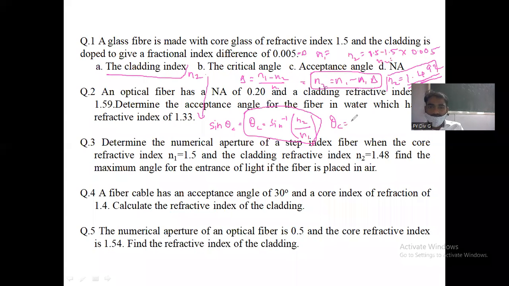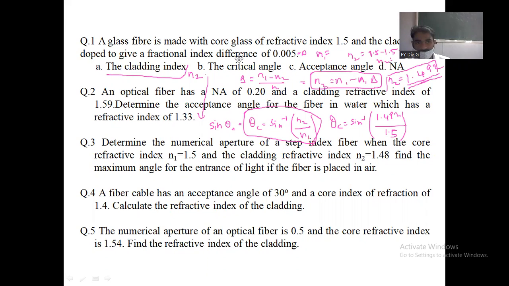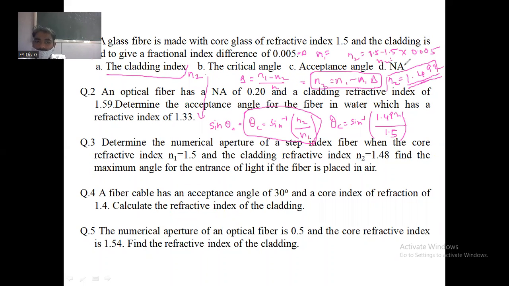So theta c is equal to sine inverse of N2, that is 1.492, divided by N1, that is 1.5. Calculate and see what you get. 81.89. Okay, please cross check it. 83.38. Please cross check it. You are close, it is near that. Theta c, the critical angle, is equal to sine inverse of 1.492 divided by 1.5. Yes, anyone other?